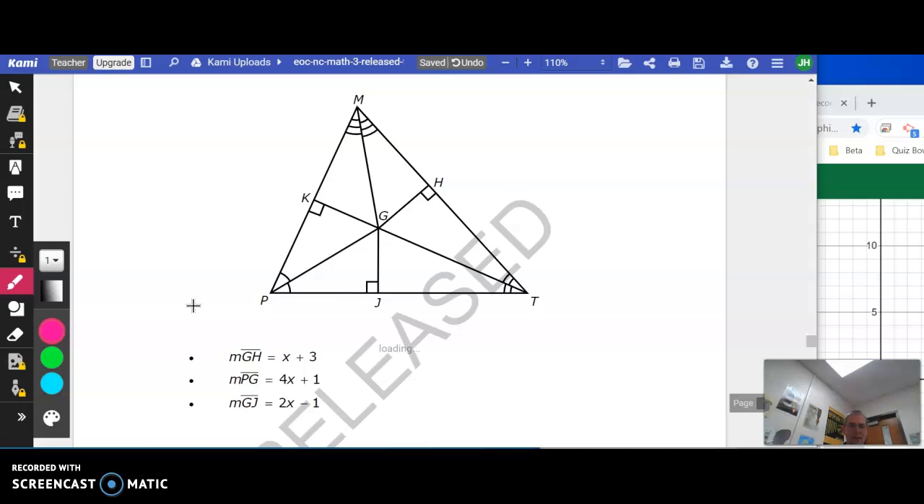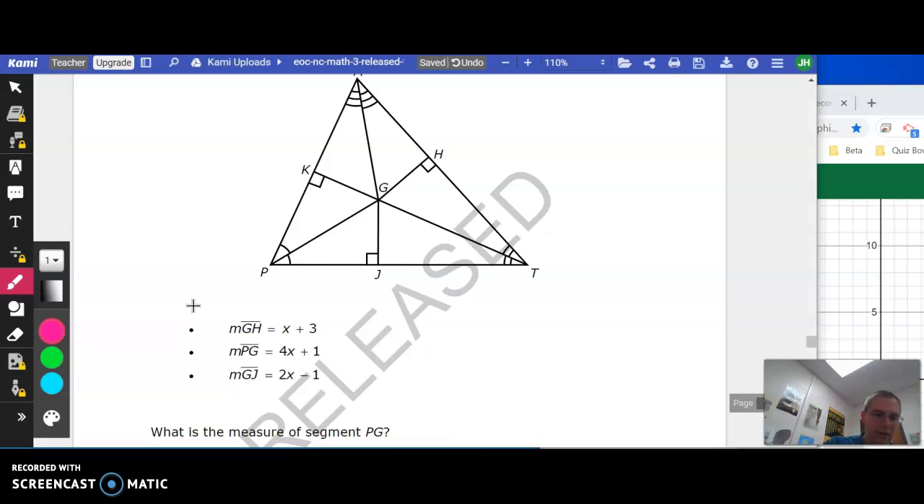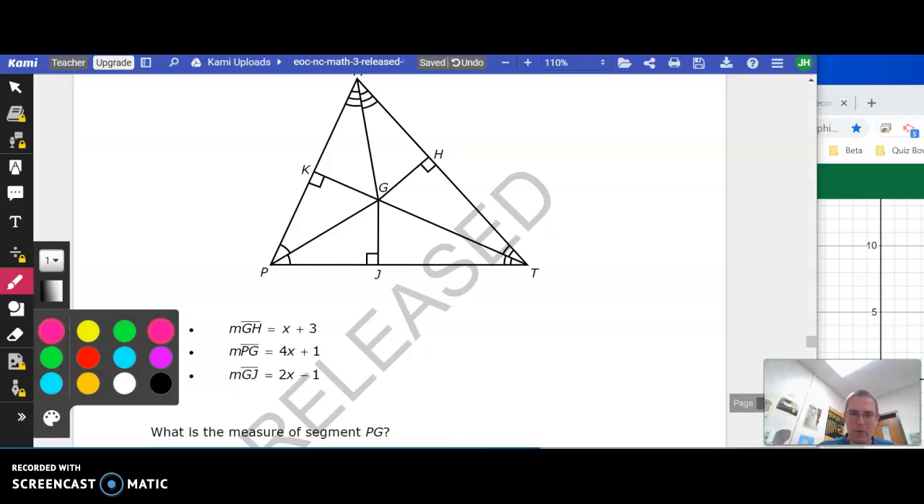Let's try this one. Okay, on this one we have a triangle and it wants to know the measurement of PG, but let's look at what they gave us. In geometry problems I always say, what did they give me? They told me this value was x plus 3, and they told me PG was 4x plus 1. That's not the most helpful thing. And then it tells me this value is 2x minus 1. Now it turns out that these two values are both equal. They look equal and they are equal.